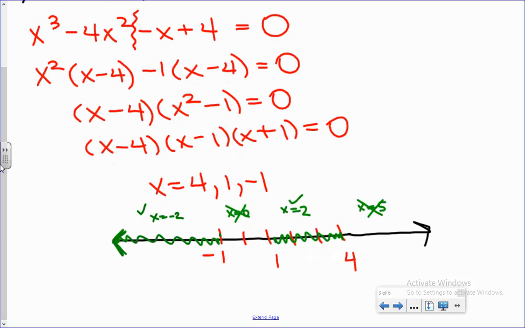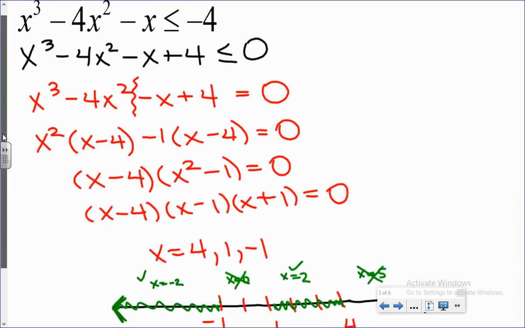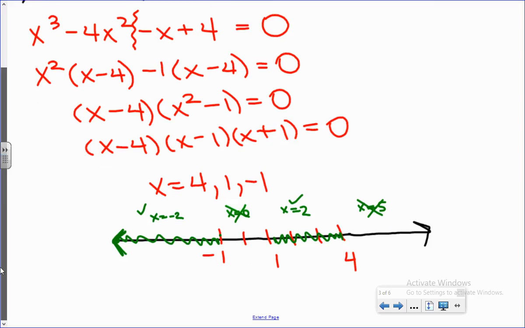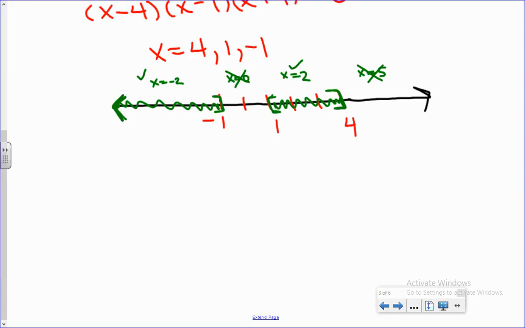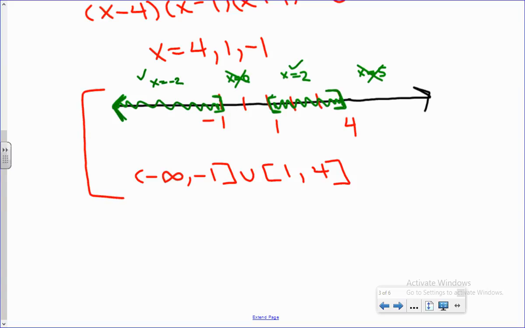Now, our inequality did have less than or equal to as a part of it. So when we come back to our number line, we need to include the zeros at the endpoints of our interval. Here would be the two different ways to represent our answer, number line and interval notation.